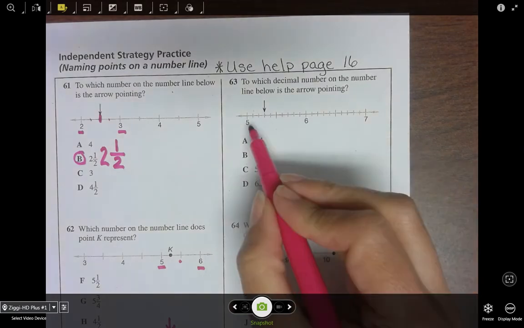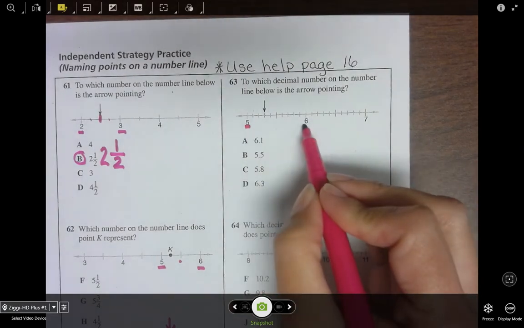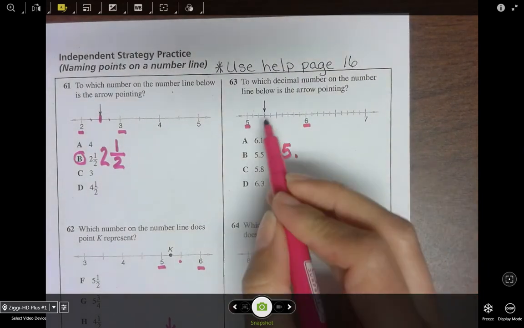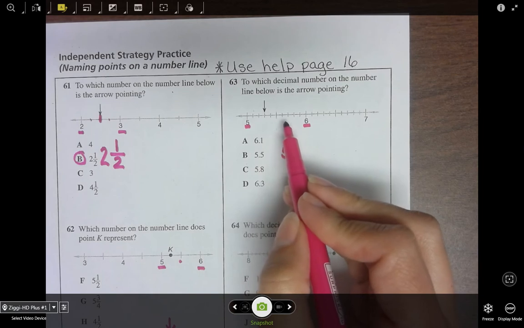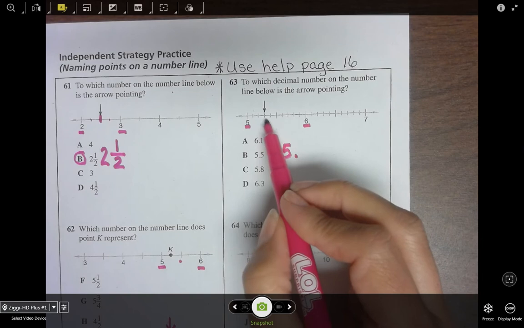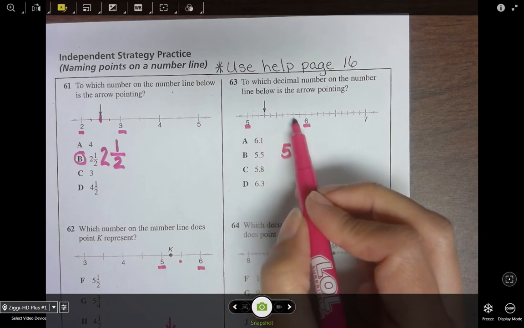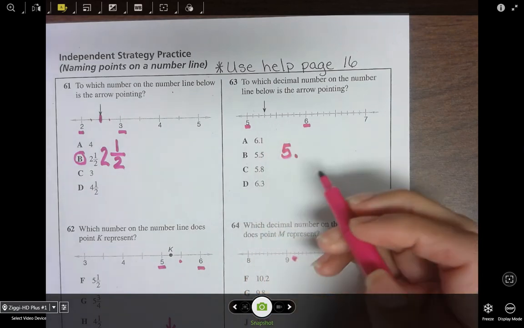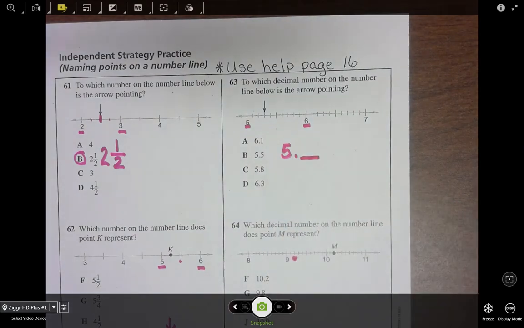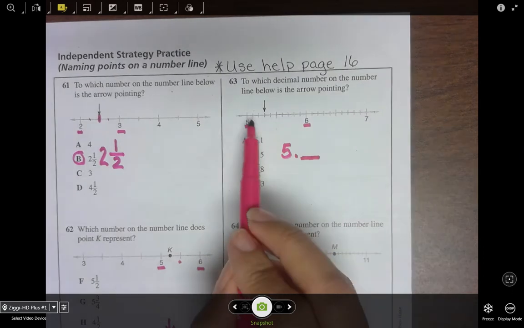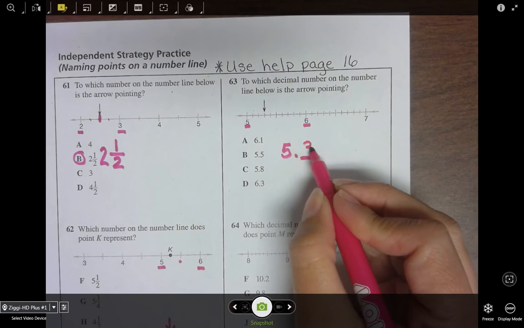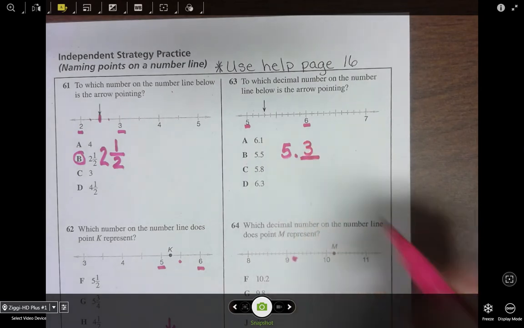So what we have to do on this one is, we know we're looking for a number between 5 and 6. So we know our whole number is going to be 5 point, but we have to figure out what they're counting by for our decimals. So if we look, this is counted by 1, 2, 3, 4, 5, 6, 7, 8, 9, 10. So each one of those is a 10th. Correct, Miss Williams? Yes, it is. Okay, so that arrow's pointing over how many? 1, 2, 3. So that would be 5 and 3/10.